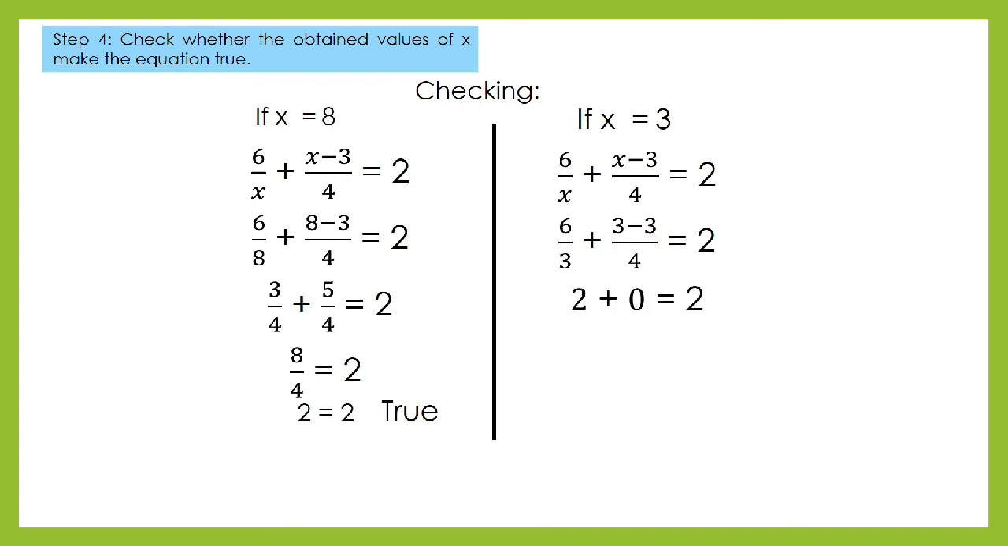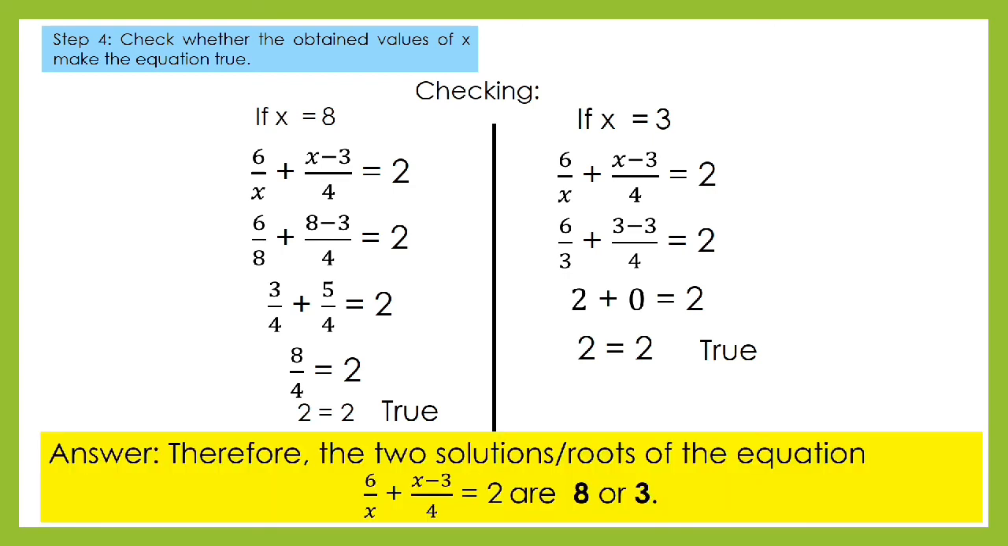Simplify, 6 over 3 is equal to 2. And then, 3 minus 3 is 0 over 4. So, 0 divided by 4 is 0 equals 2. Simplify, 2 plus 0 is 2 equals 2. They are equal, that is true. Therefore, our answer, the two solutions or roots of the equation 6 over x plus x minus 3 all over 4 equals 2 are 8 or 3.